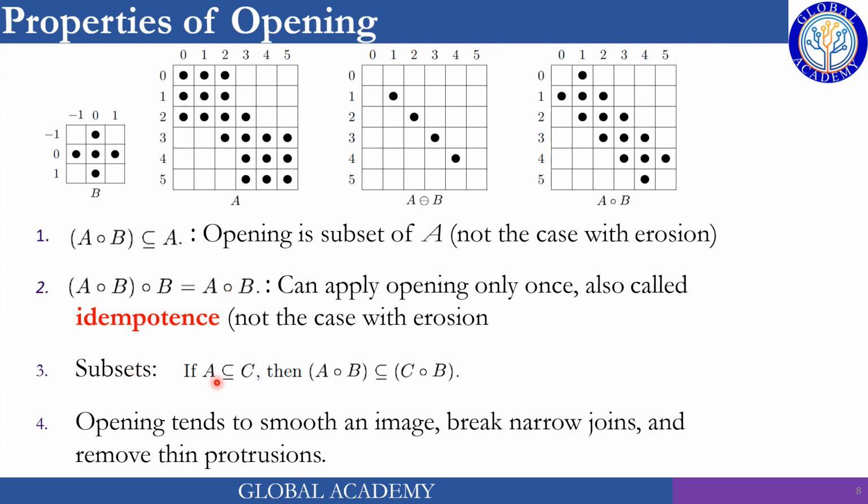So, subset: if A is a subset of C, then A opening B belongs to C opening B. It's like you can select a subset of an image, and if you are using some structuring element B, then definitely if A is a subset of C, then A opening B would be a subset of C opening B. So opening in general tends to smooth an image, breaks narrow joins, and removes thin protrusions.